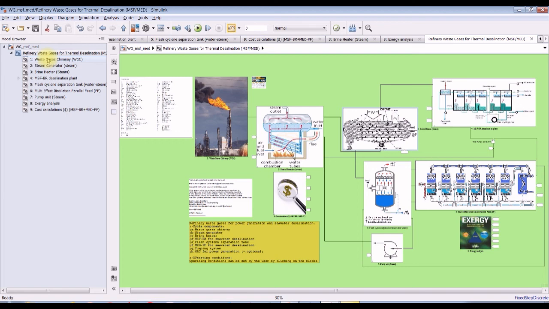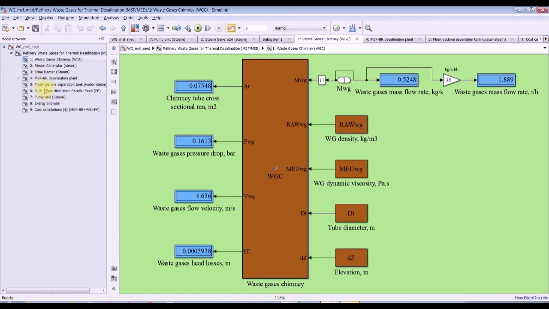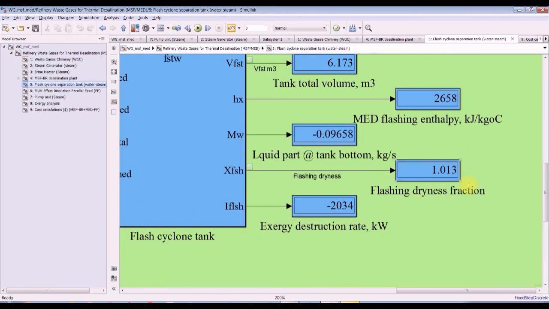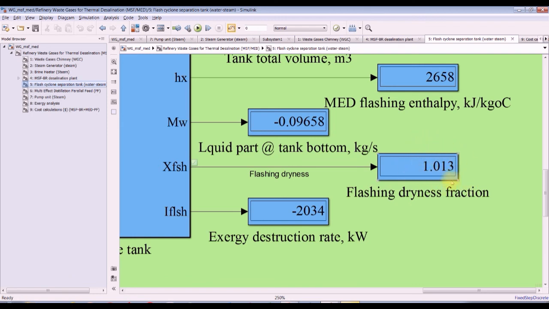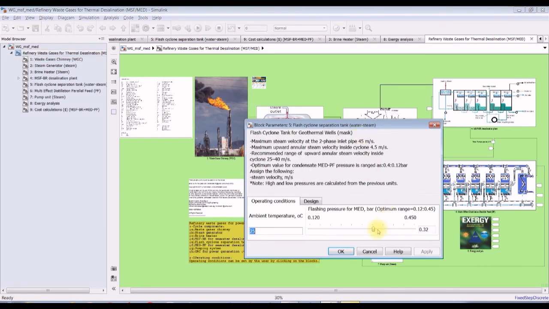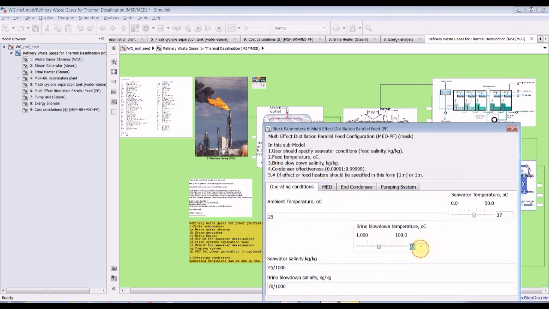Okay, let's discover unit by unit. This is the waste gas chimney. This is the waste gases mass flow rate. Okay, in order to desalinate, but first we have to check our flash unit. We have to check the dryness fraction. It should not be more than 1. Therefore, we have to return back again and reduce the steam temperature, or increase the blow down temperature.